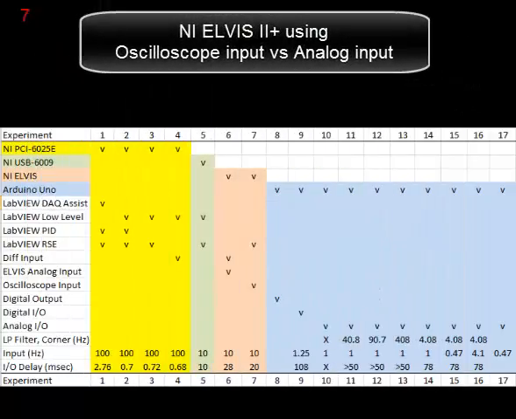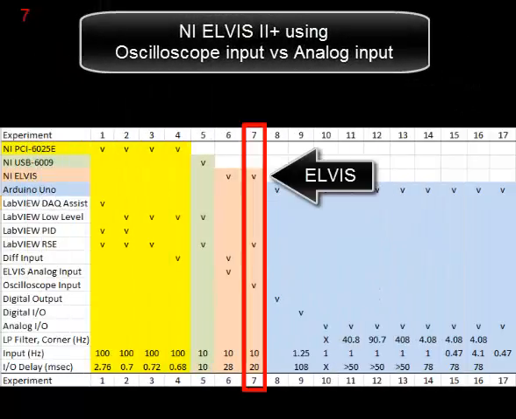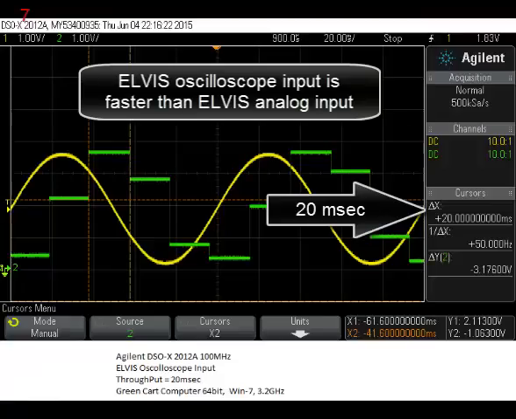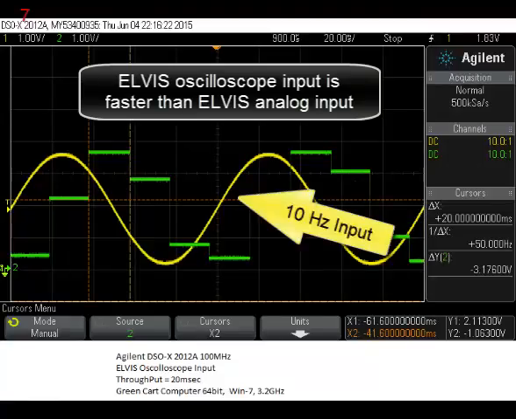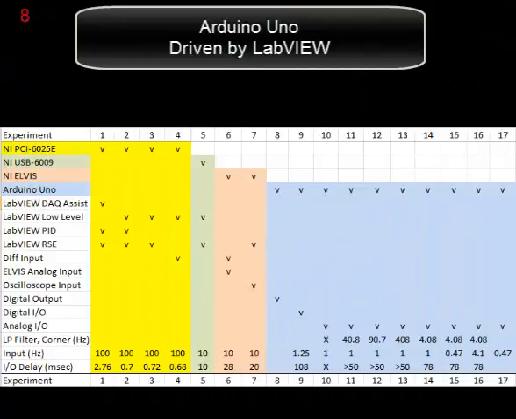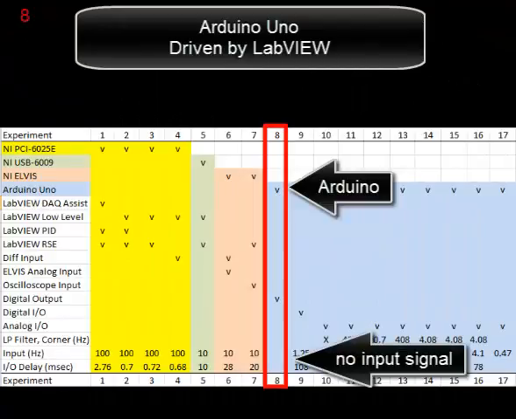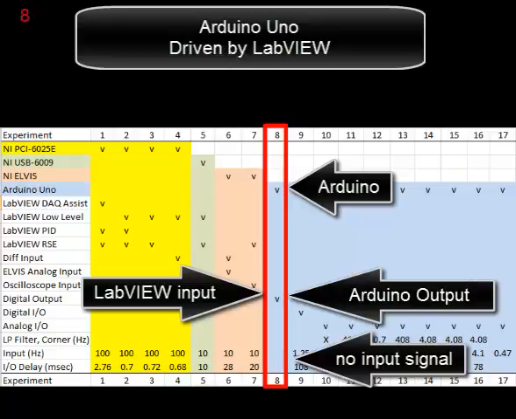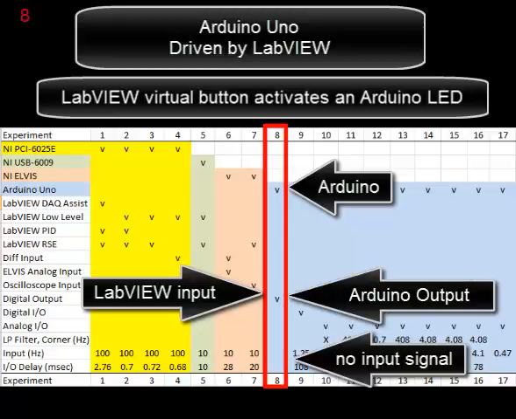Now ELVIS using oscilloscope input versus analog input. 20 millisecond delay. ELVIS oscilloscope input is faster than ELVIS analog input. Now the Arduino driven by LabVIEW. No input signal yet. There's a LabVIEW input and Arduino output. LabVIEW virtual button activates an Arduino LED.